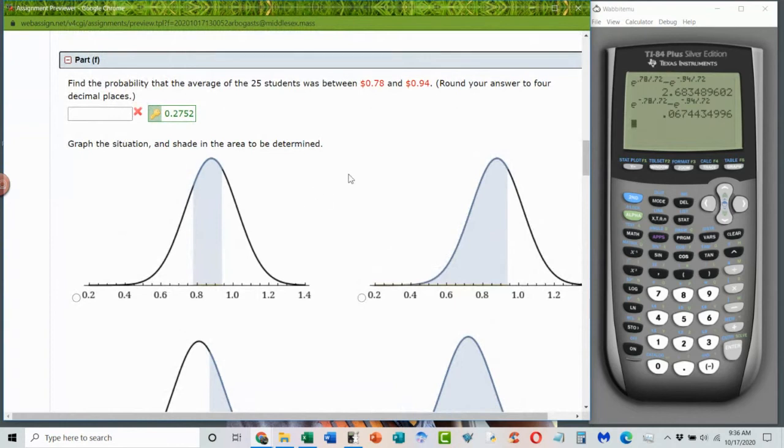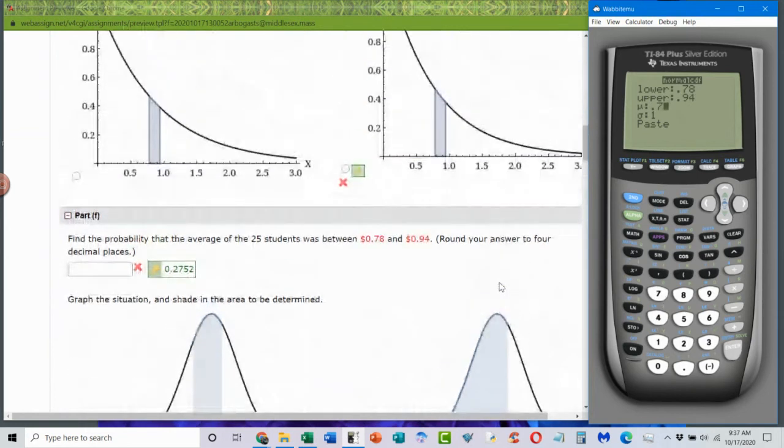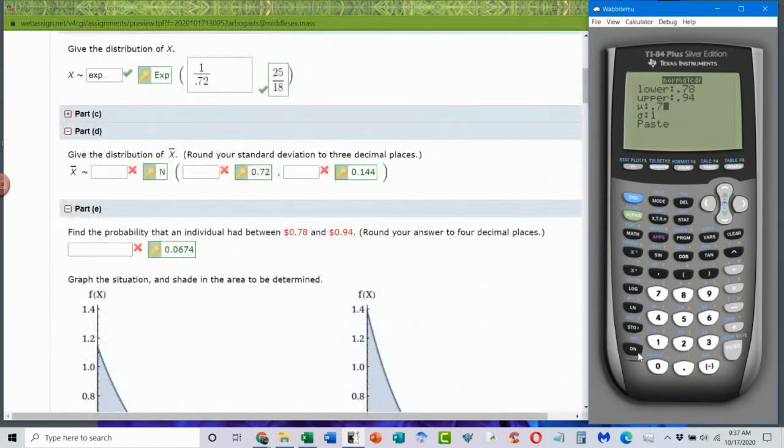So the reason we like normal distribution, we like taking the averages, is because once we do this, we get a normal distribution, and we can just use the z distribution. So we want to find the normal CDF where my lower bound is 0.78, my upper bound is 0.94, my mean is 0.72, and my standard deviation was the standard deviation divided by the square root of n.